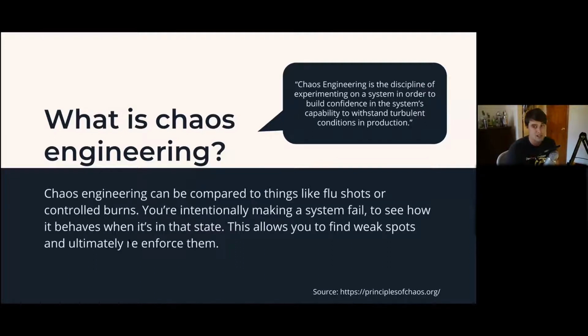Another way that this is commonly said, and I think the Gremlin team has popularized this, is you can think of it like a flu shot, right? You're injecting a failure to create immunity. Another way you can think about it is a controlled burn. You're helping burn down part of the forest so it doesn't burn down the entire forest at certain points. You're trying to make things fail. Sometimes they may not. What it does is it allows you to find the weak spots and ultimately reinforce them.